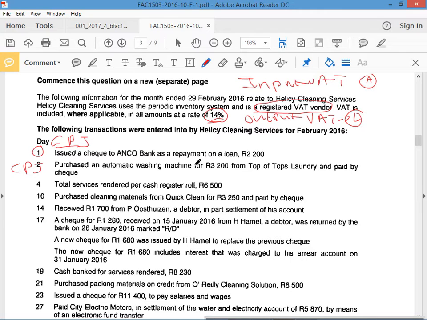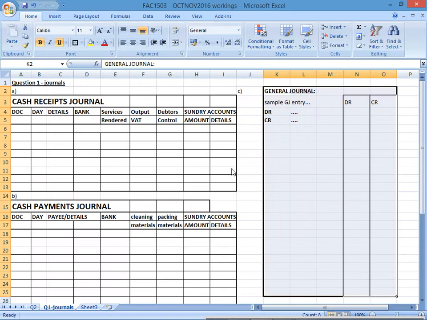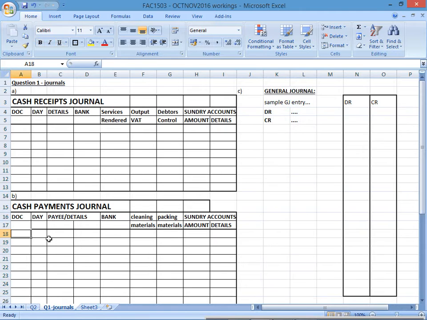I could be paying off a loan, I could be buying an asset, or paying for expenses. It doesn't matter. It's still going to reduce your bank, and if you're reducing your bank, you're going to record that in your cash payments. So this amount is going to the cash payments journal. This is how you record it. Obviously, if they give you a document number, you would put it in. They didn't, so I'm just going to put in the day.